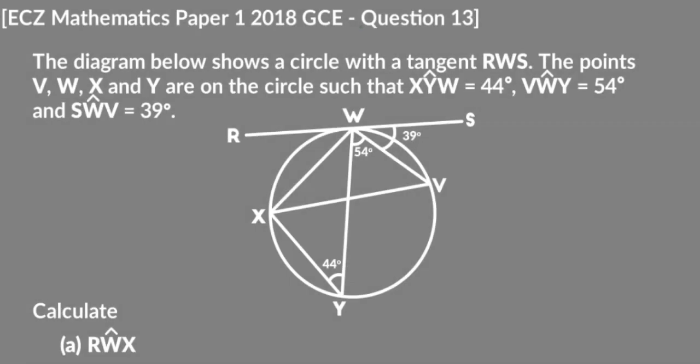The next question is a Mathematics Paper 1 2018 GCE question 13. The diagram below shows a circle with a tangent RWS. The points V, W, X, and Y are on the circle such that XYW is 44 degrees, VWY is 54 degrees, and SWV is equal to 39 degrees. Obviously, we're talking about circles, right? So we are supposed to have a circle.